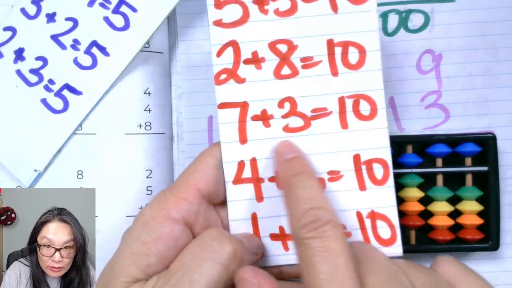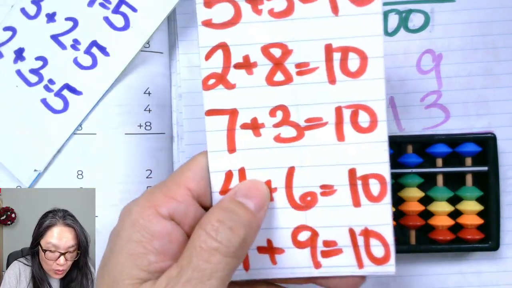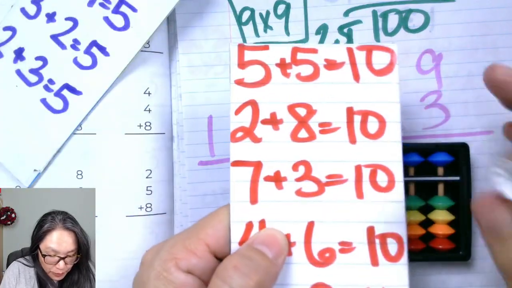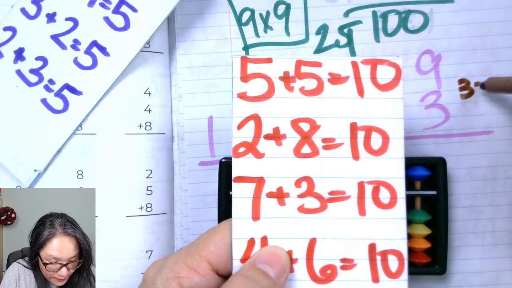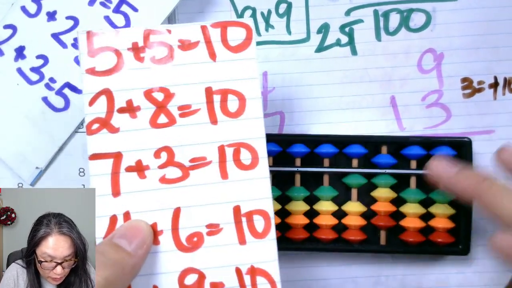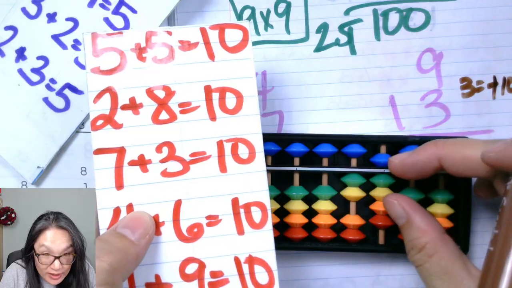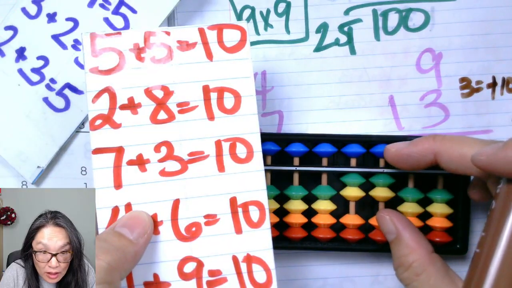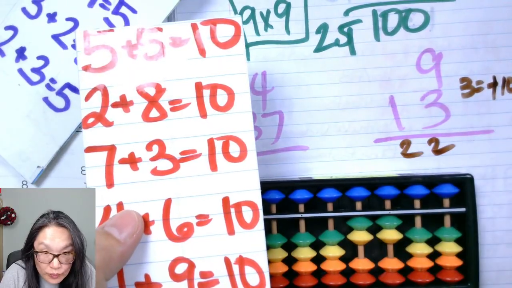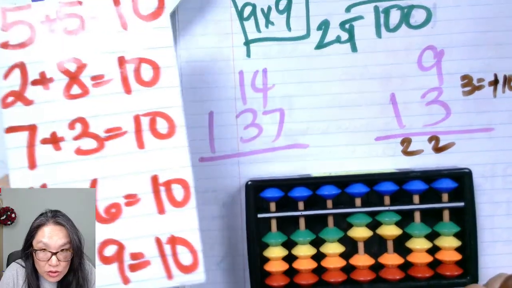To add the 3, we know this. We know how to add the 3. To add the 3 is what? Plus 3 is equal to plus the 10 minus the 7. So I'm going to plus the 10, I'm going to take away the 7. So my final answer is 22. Does that make sense? So now let's do the next one.